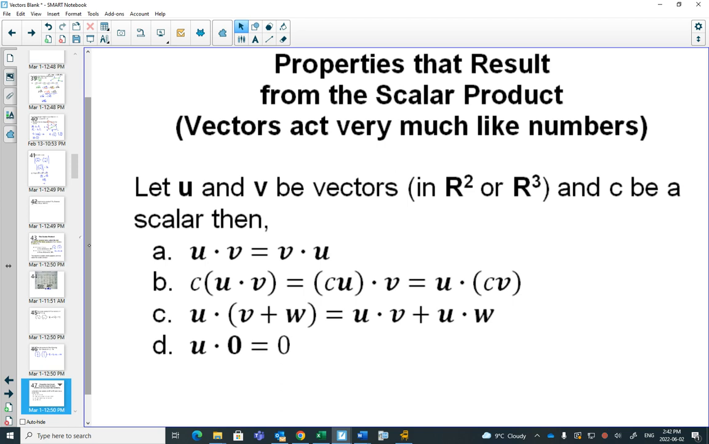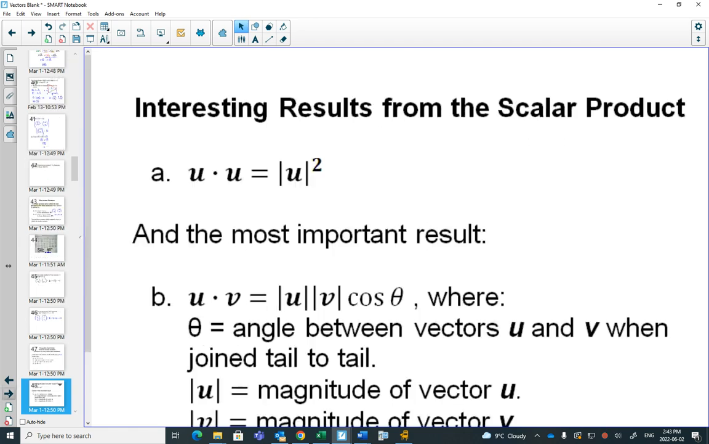So these act very much like numbers, and you can choose to do any of your number rules in any order, which is kind of nice with the dot product. But we've learned with matrices that sometimes we can't necessarily multiply in the same order, so there are different rules. But for the dot product, things seem to work just like numbers. Now here are some fascinating things that come out of the dot product.